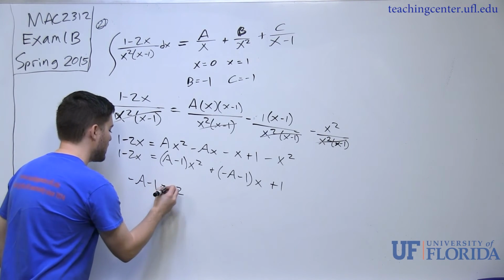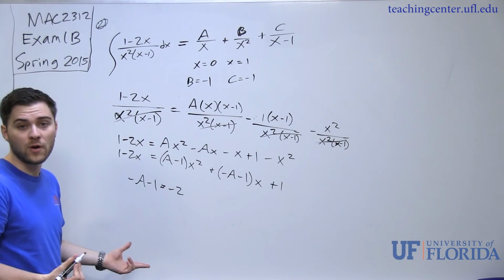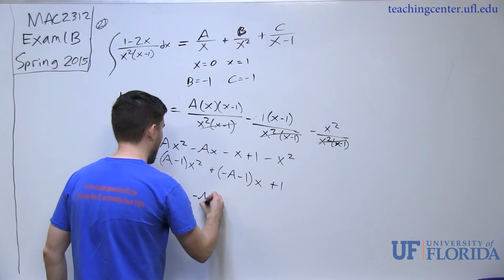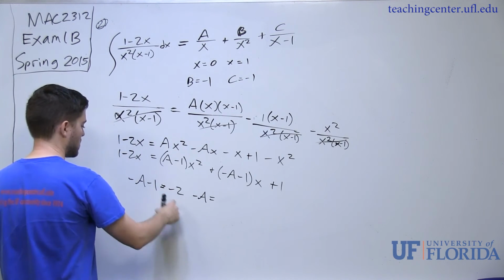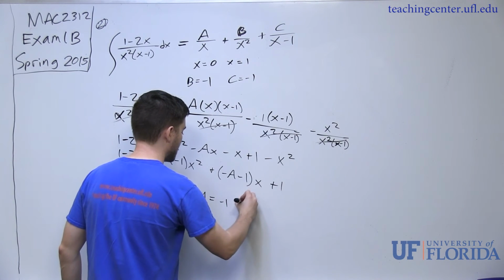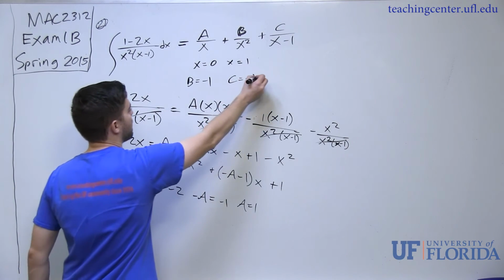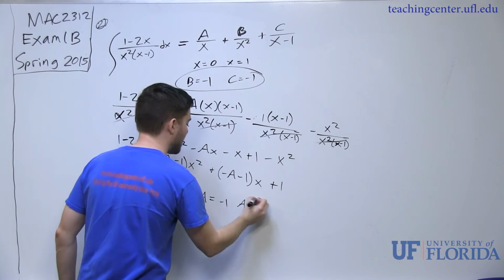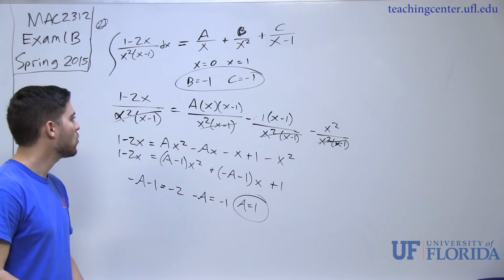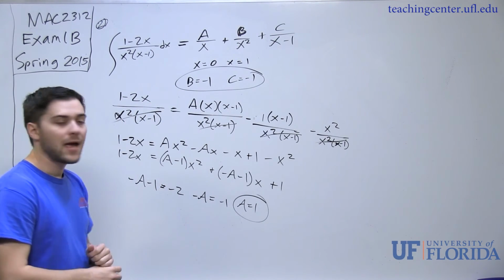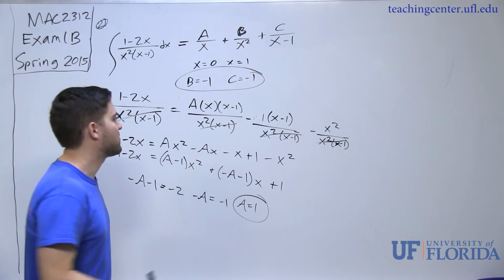Now I just have one equation, one unknown, and I can solve that equation. If I add 1 to here, I end up with minus a equals minus 1. So that means that a is equal to 1. Now I've solved for b and c, and I've also solved for a. So I can write this integral back out, and now I can solve for it because I know what a, b, and c are.